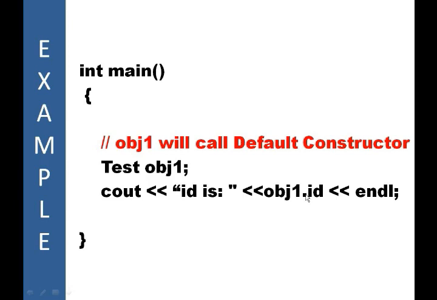Otherwise we cannot print like this. id is defined as public in the class.